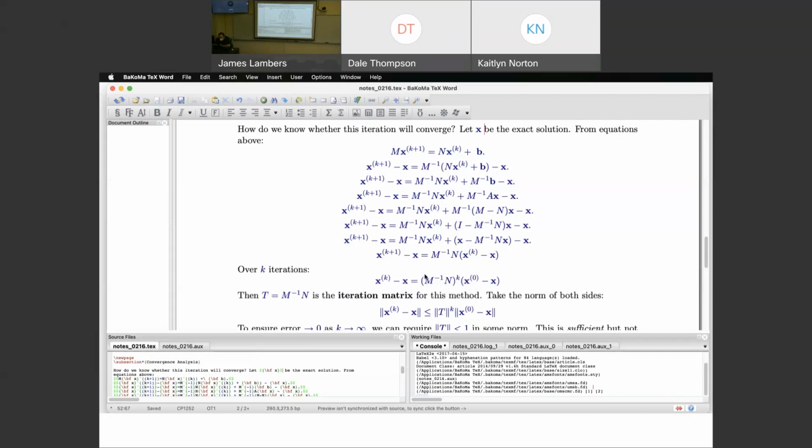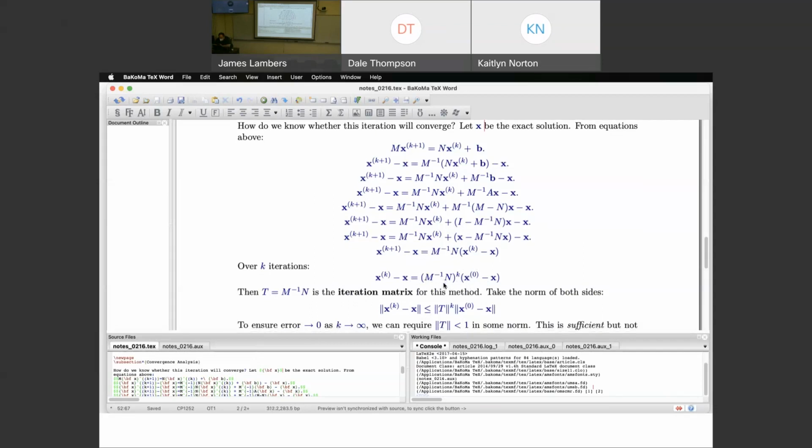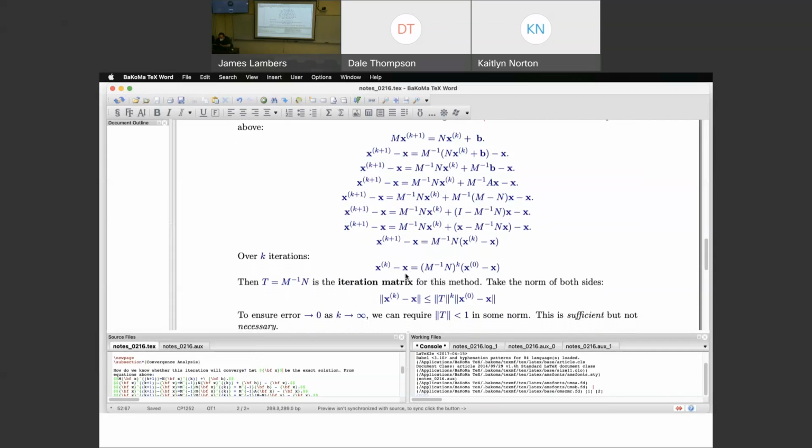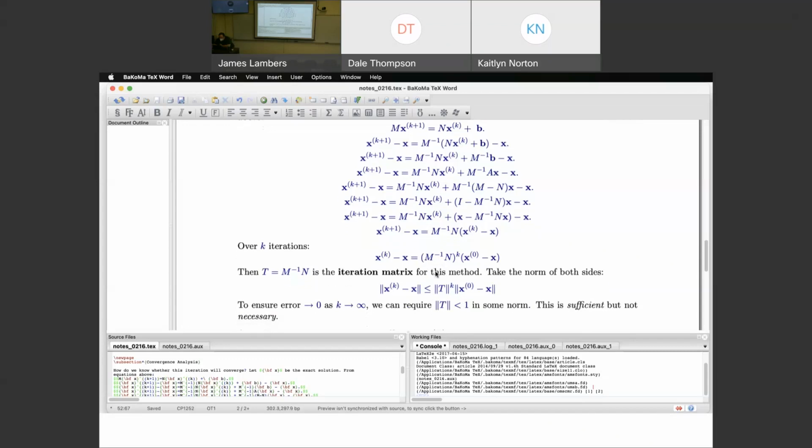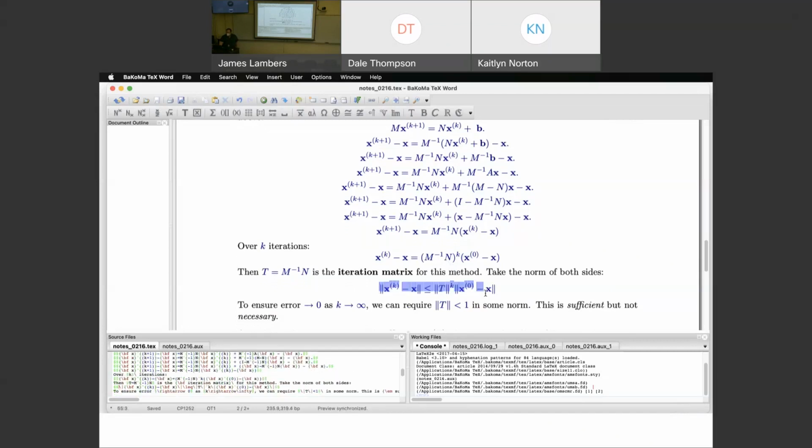So now what I can do is define T to be M inverse N. That's called the iteration matrix for a method, which gives us a relationship between errors. So now I take the norm of both sides, and if I use a property of matrix norms that I mentioned last time, that the norm of a product is less than or equal to the product of the norms, then I have this relationship between the initial error and the error after k iterations.